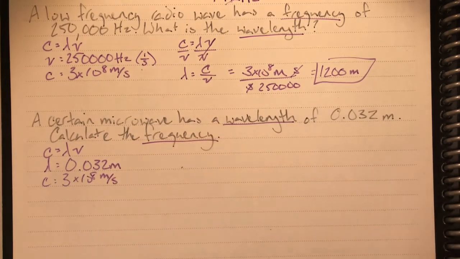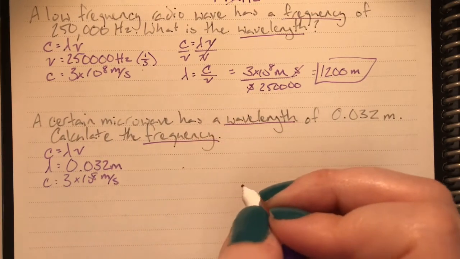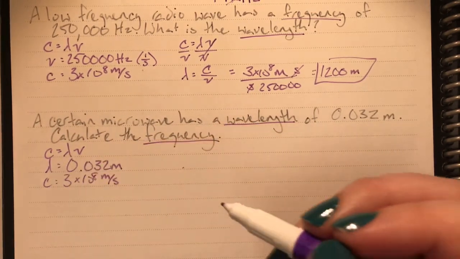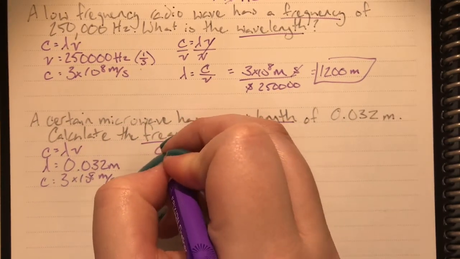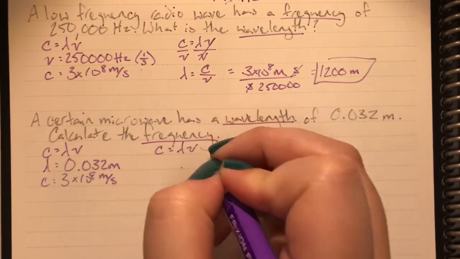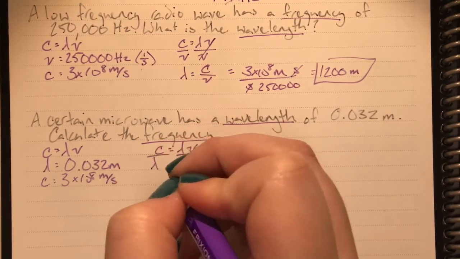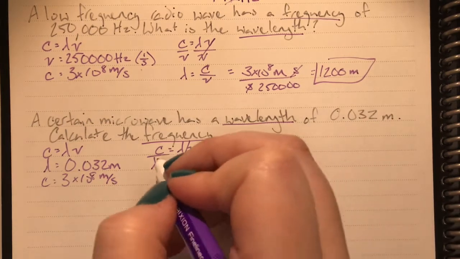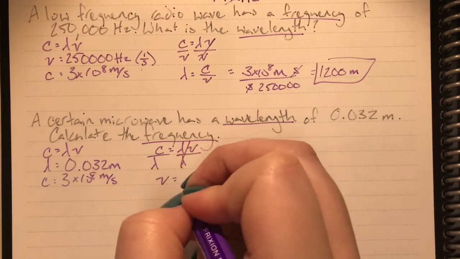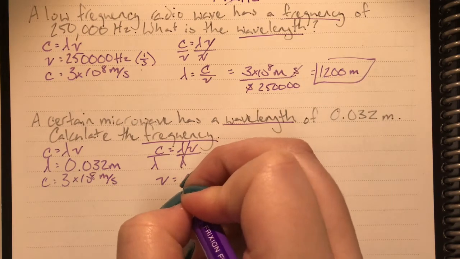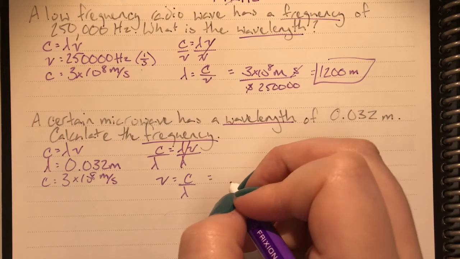Meters is already an appropriate unit, so I don't need to convert out of it. So the only thing that I need to do is go ahead and rearrange my equation so that I can find nu. So I have the original equation of c is equal to lambda nu. Lambda and nu are being multiplied, so all I have to do is divide both sides by lambda, and that will give me the equation that nu is equal to the speed of light divided by lambda, and then I just have to plug everything in.